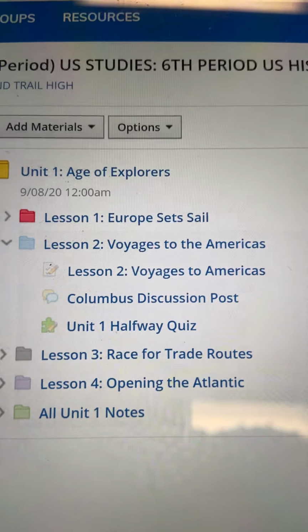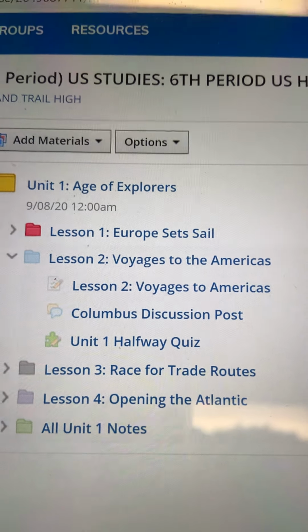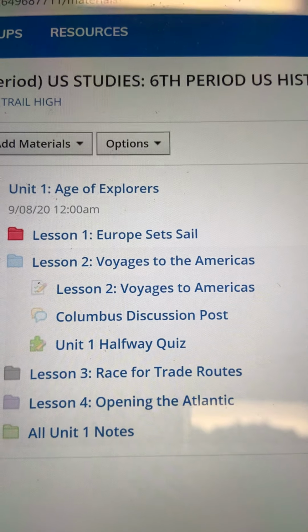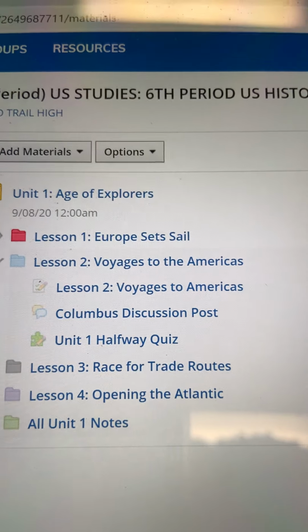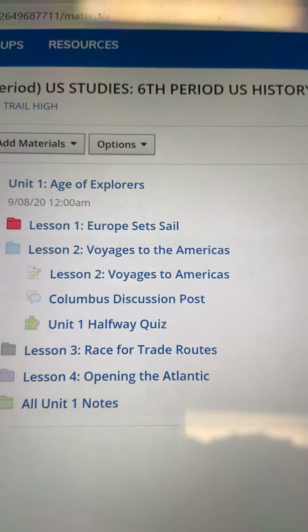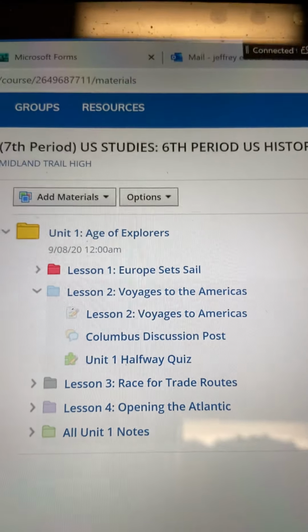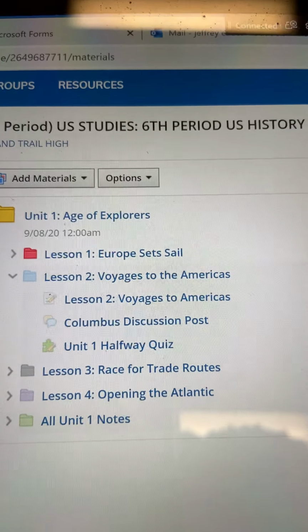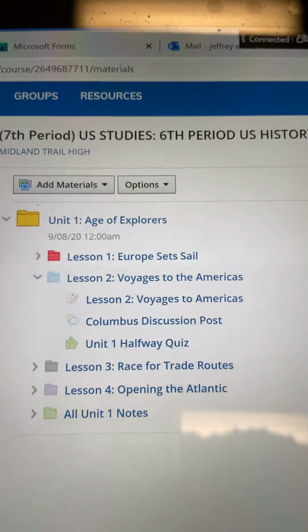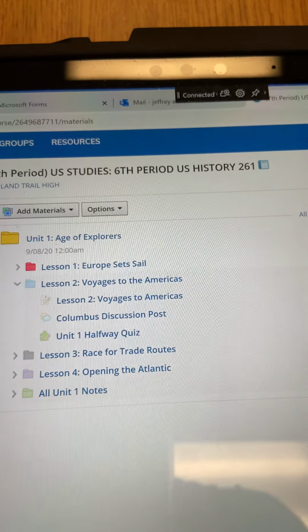And then there are going to be 2 things for you to work on underneath this lesson, a discussion post about Columbus and a little halfway quiz that you're going to take and submit. So I'm trying to keep Schoology as organized and simple as I can, and I hope that works for you guys.